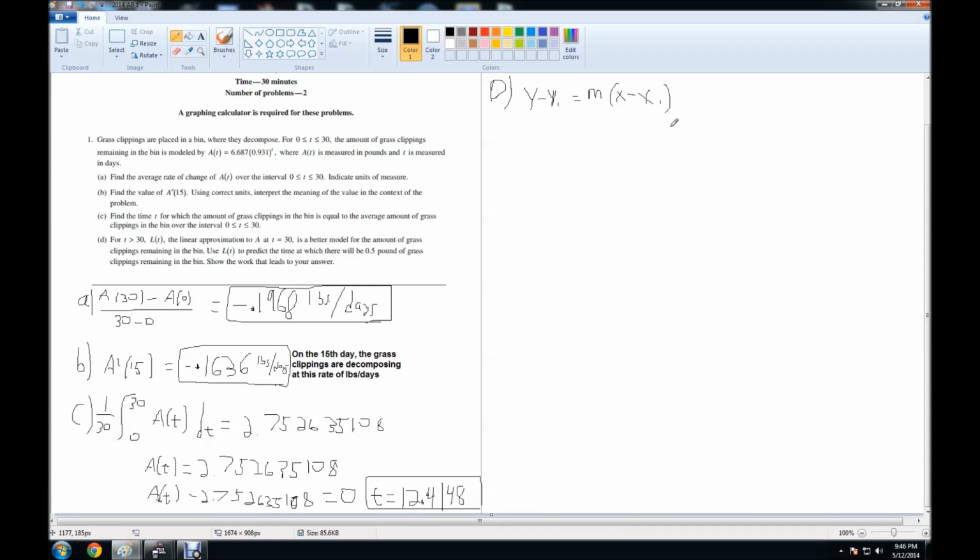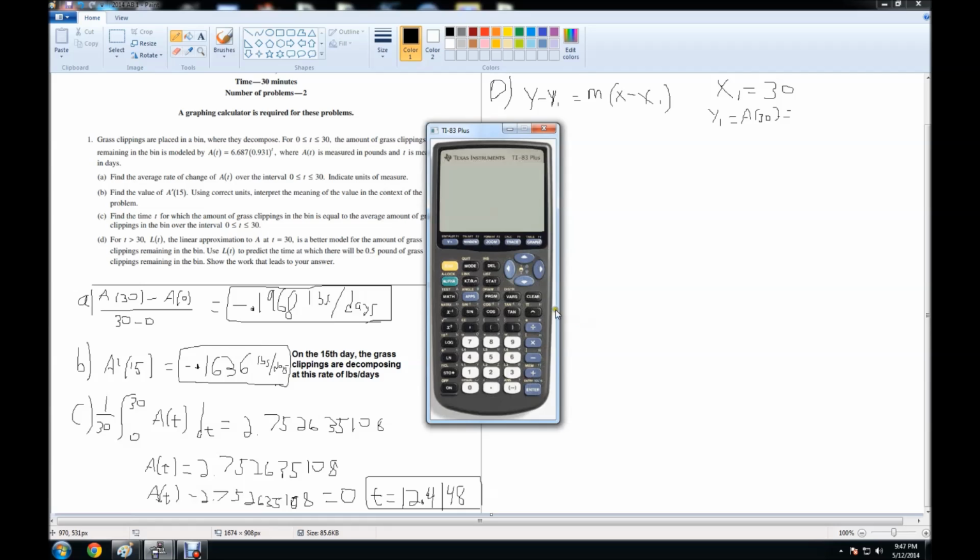So this is basically just finding the line tangent to the equation. Our equation is A(t), and we want to find the line tangent to it. x1 in this case is 30, because it tells us right here, at t equals 30. So x1 is 30. y1 is equal to A(30), which is the number we found earlier but did not write down. So let's write down A(30).